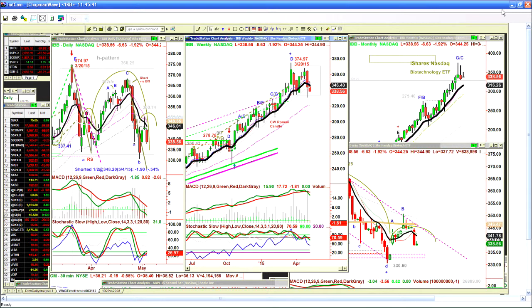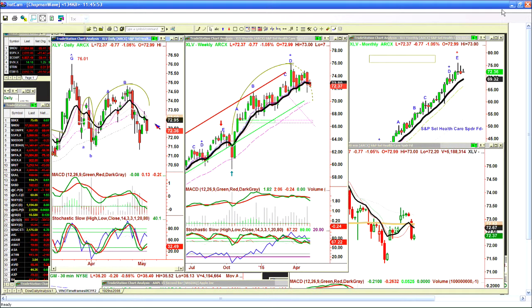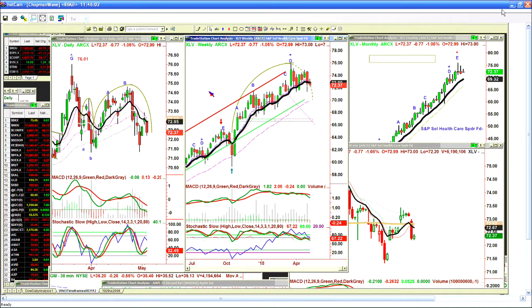I talked about the XLV looking very toppy. There's the H pattern, once again lowercase h. Pulls back sharply, makes the arch formation, and now is pulling back. And there's the H again with a rectangle in the weekly chart. This is the S&P Select Healthcare Spider fund, 72.37, down 0.77. I had started to look at, let me just check something here.